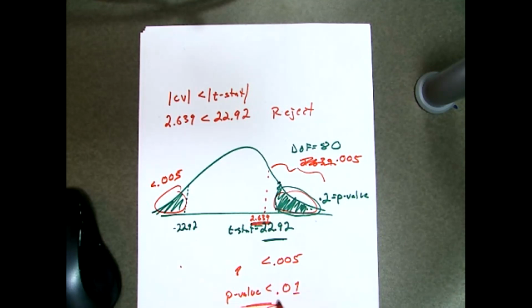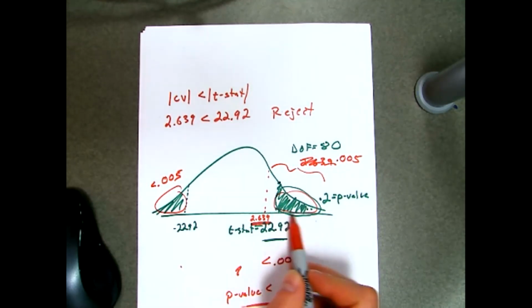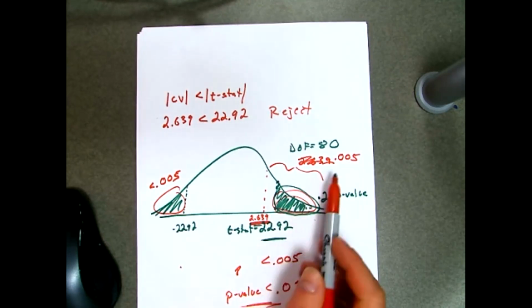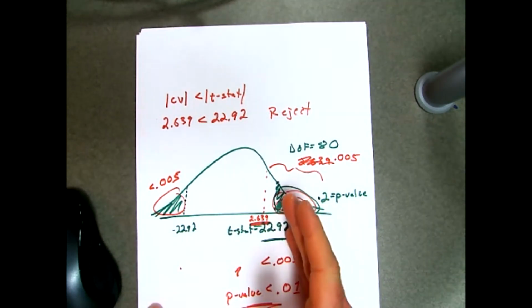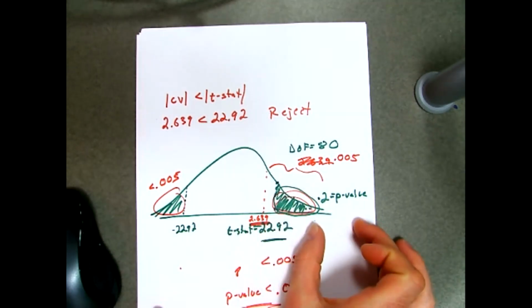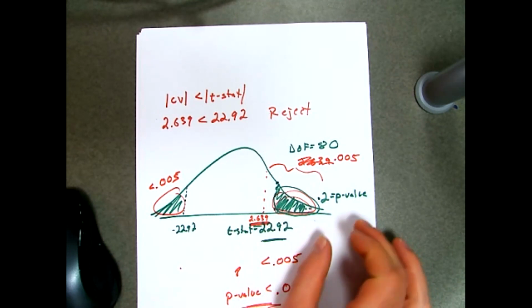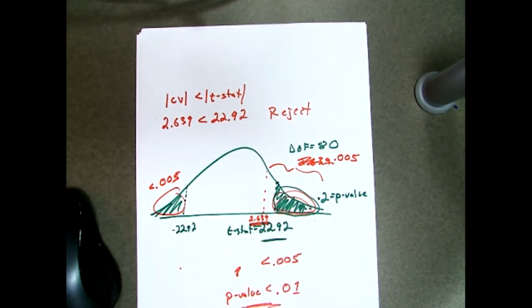So not only can I say it's less than 0.01, what's probably true about this area? Yeah, it's less than 0.005, but it's probably going to be insanely close to 0, right? I mean, the area to the right of 2.6 is 0.005. By the time I get out to 22.9, that area in my tail is going to be so small. So this p-value is just insanely close to 0. It's very unlikely that what we assume to be true, that the difference is equal to 0, in fact is true given the sample evidence that we saw.